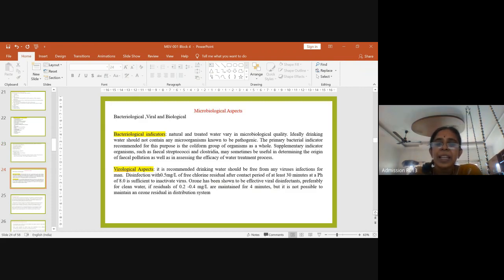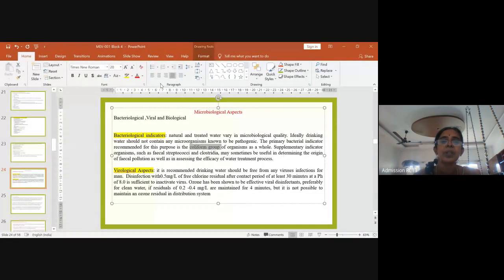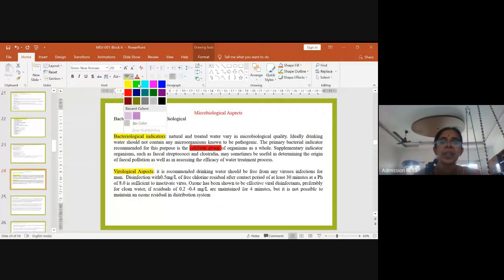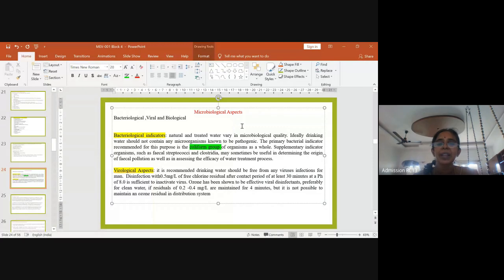The primary bacterial indicator recommended for this purpose is the coliform. Coliform is the Escherichia coli bacteria present in the gut, and the other organisms are the fecal streptococci and clostridia, which are sometimes useful in determining the origin of fecal pollution and assessing the efficacy of the water treatment process. So from the microbiological point of view, if the water is contaminated with coliform, fecal streptococci, and clostridia, then that water is not fit for drinking.